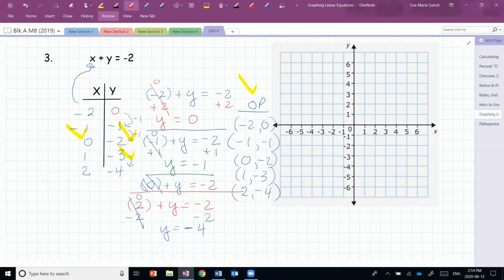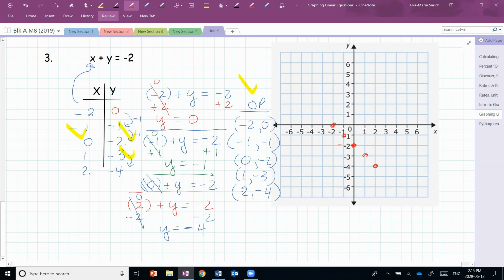Now we need to graph those ordered pairs. So left 2 and nowhere up and down. There's our first point. Then we go left 1 and we go down 1. So left 1, down 1. Then we go nowhere left and right and we go down 2. Then we go right 1, down 3. And then we go right 2, down 4.